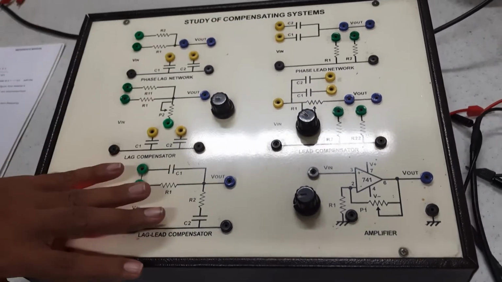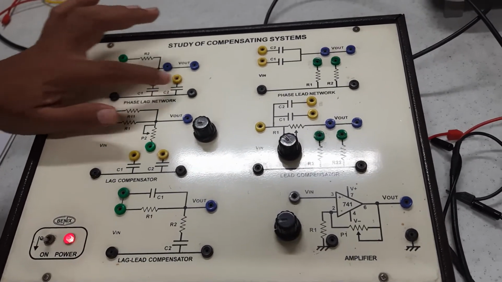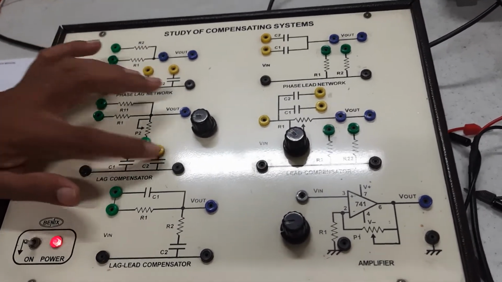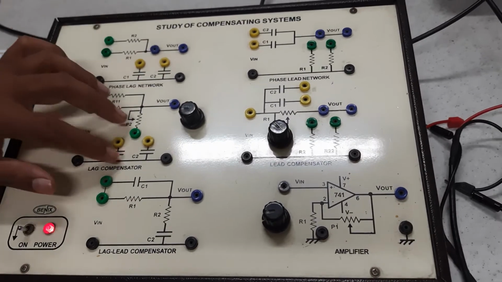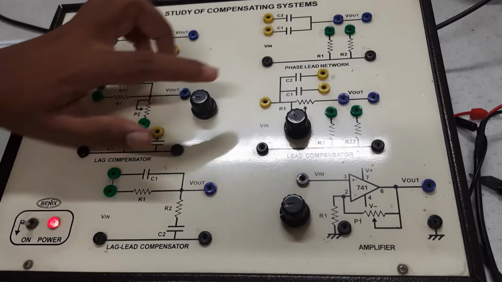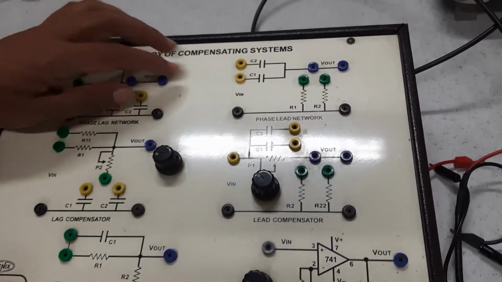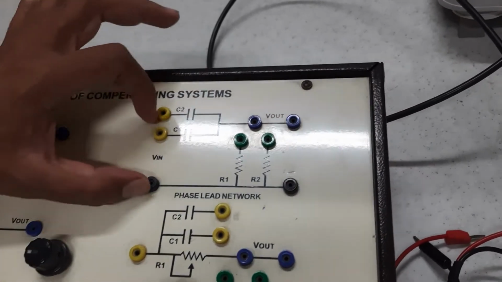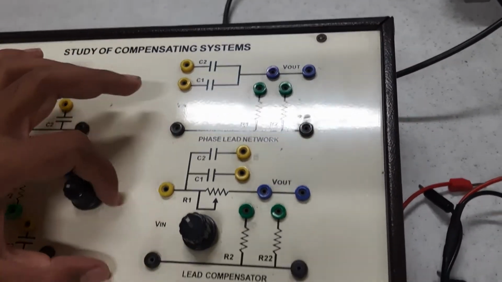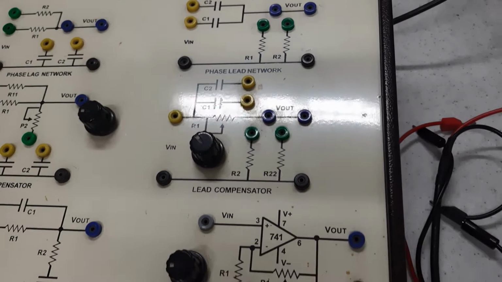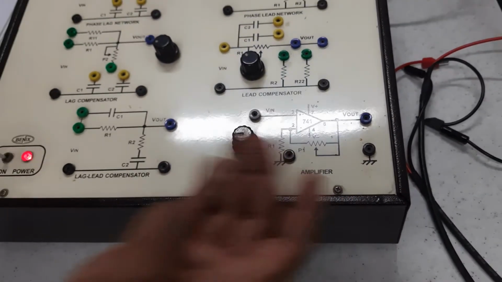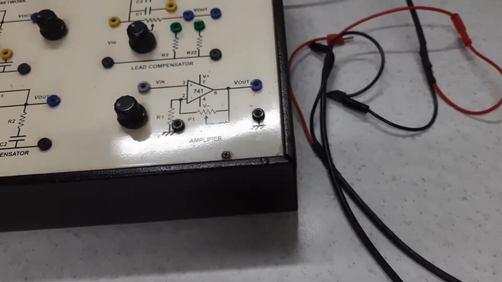All these lag networks will have a capacitor bank in parallel, right? Capacitor banks in parallel to your output terminals. In the case of lead networks, all your capacitors will be in series with your input. Similarly, they will be in series with your input. And an amplifier is another kind of lead network we have.